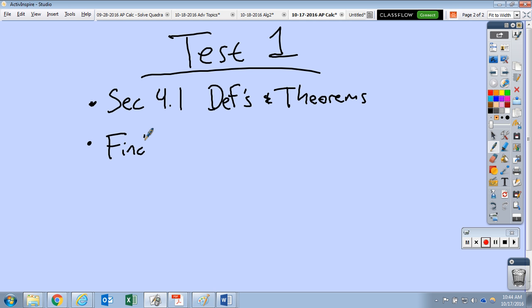Finding absolute extrema. If I decide to give you a graph, that should be very easy. That's really easy if I give you a graph. So if I give you something like on page 189, I say, okay, within the interval A to B, list all local extrema and then list the absolutes.